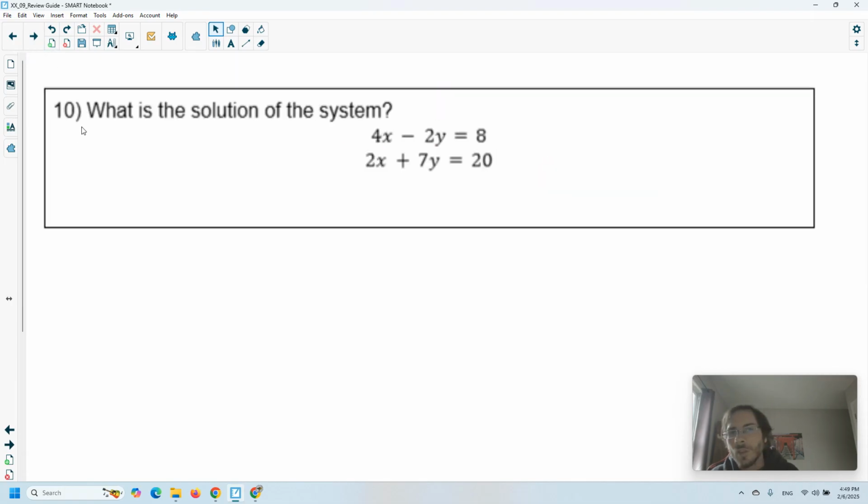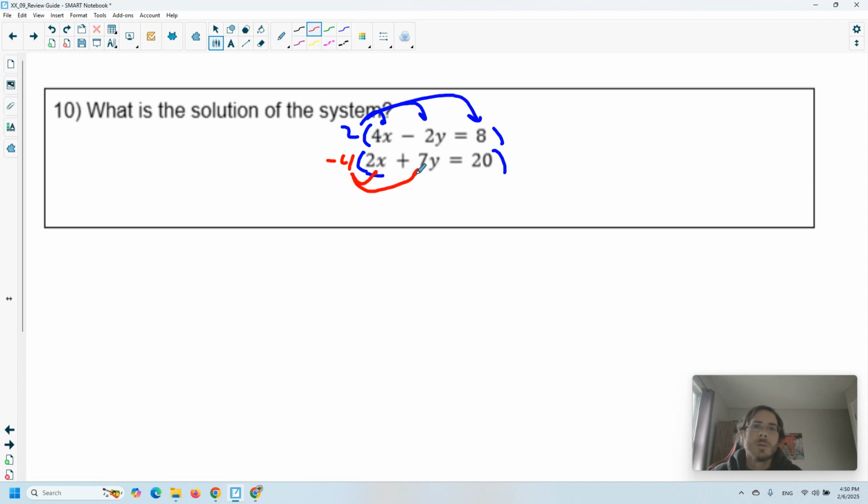Cool. So for 10, what's the solution to the system? Again, not too bad. We can see they're stacked up again, so we've got one letter that is not by itself. Pretty good choice if we just want to use elimination. We can see here we've got a 2, so we're just going to multiply the whole top by 2. Here we've got a 4, so we're going to pick negative 4 for the bottom, and then go ahead and multiply.